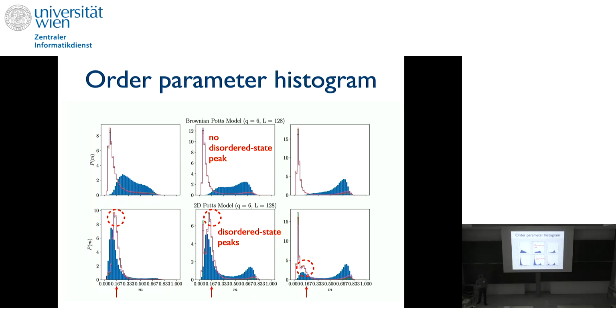Let me show you the data here. First, just look at the lower row. This is coming from the two-dimensional equilibrium lattice model, okay? And the six-state Potts model. So we know that it has a discontinuous phase transition. And this filled curve means the histogram of the order parameter, and this line is for the spin fraction.